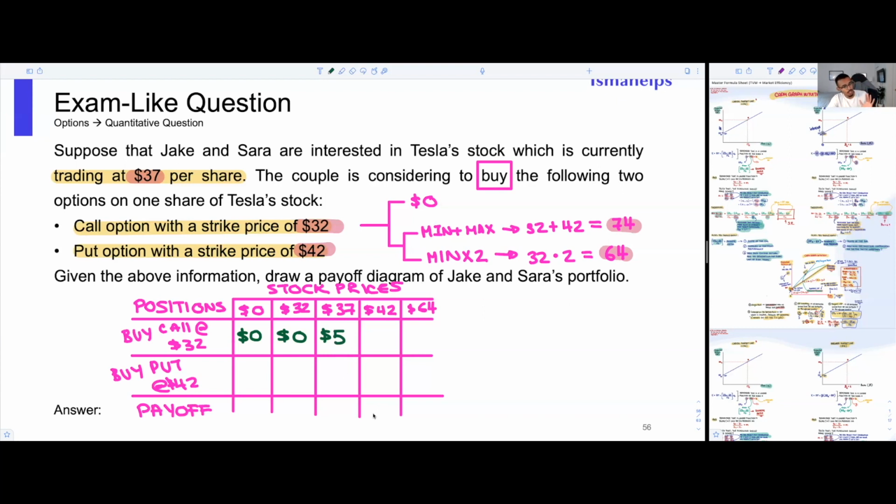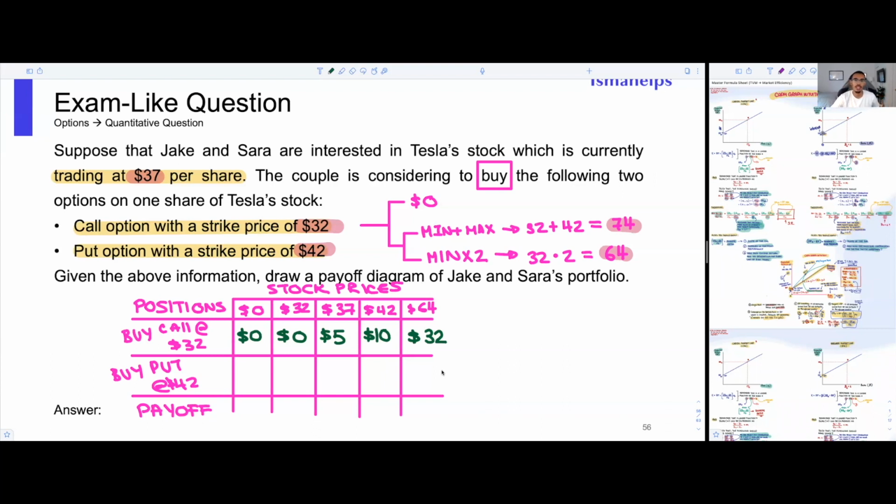Now, if we continue with that train of thought, of course, if the stock price is $42, then your payoff would be $10. If the stock price is $64, your payoff will be $32. Look how awesome and easy this is. Just like that, we found all of our payoffs for our first position.